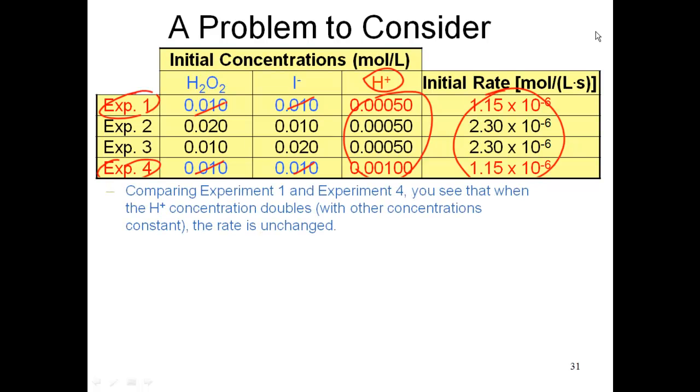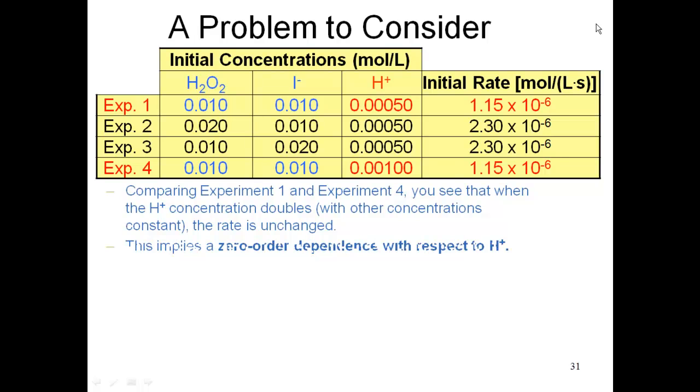When we do that, we see that I doubled the concentration of H plus, and what happened to the rate? It did not change. It had no effect on the rate. We know that that is an indication of a zero order. So this implies zero order dependence with respect to H plus.